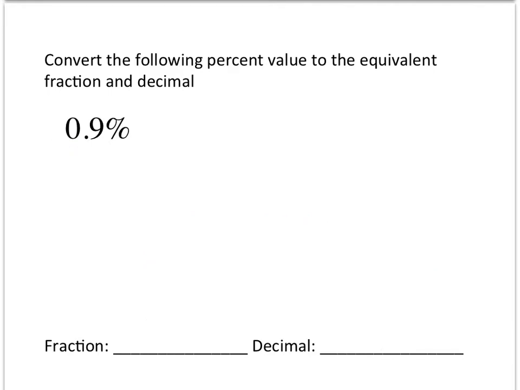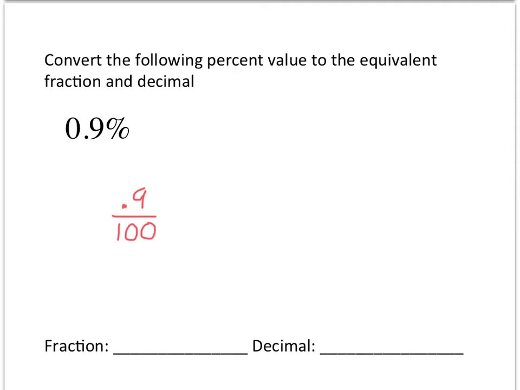One more example. I now want to convert 0.9% to both a fraction and a decimal. So again, first of all, converting to a fraction, percent literally means I have 0.9 out of 100. So how many out of 100 is that? I want to simplify this fraction now. And again, the problem is that I have this 0.9.